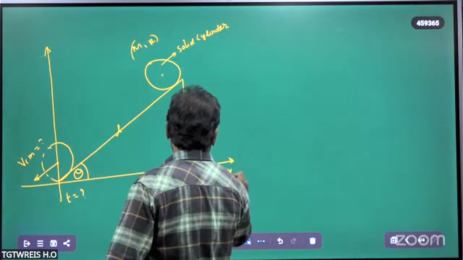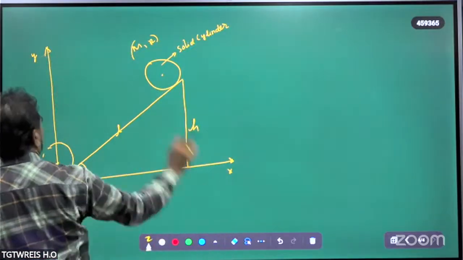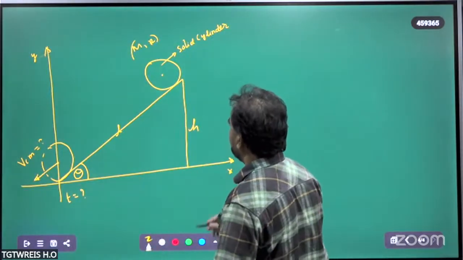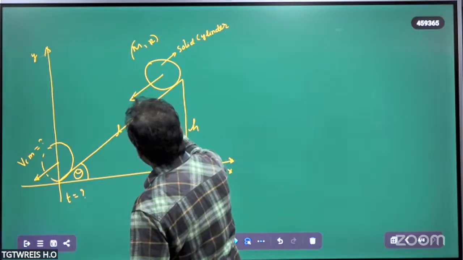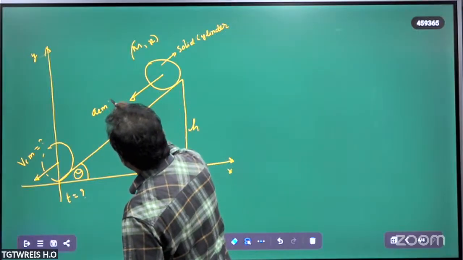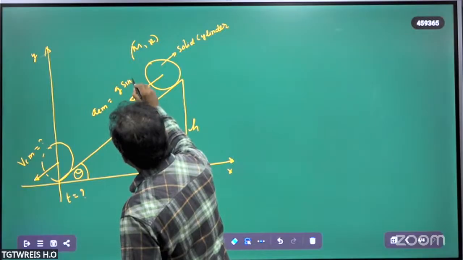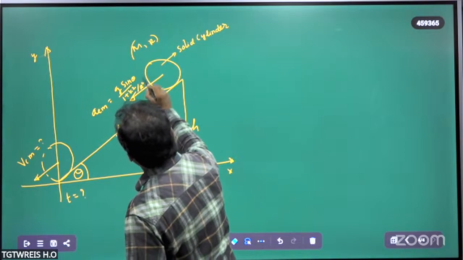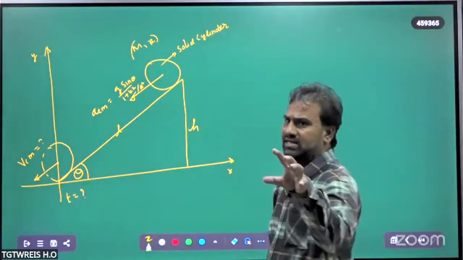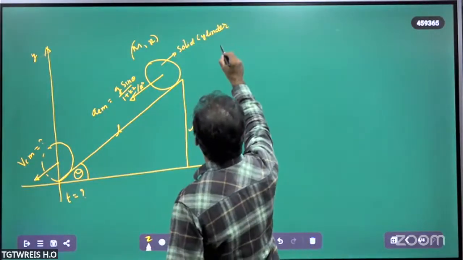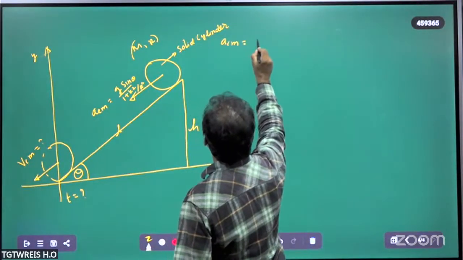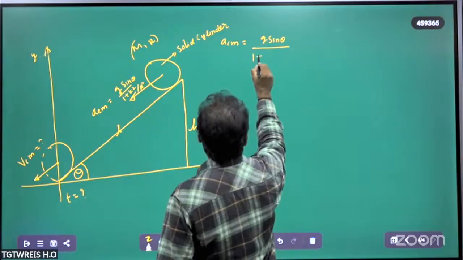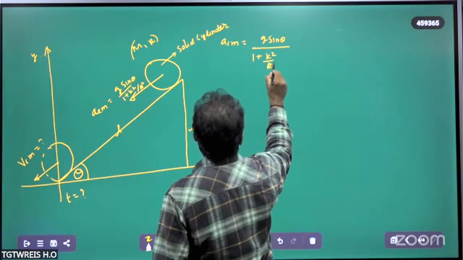Those two quantities we now have to calculate. When the body is coming in the downward direction, with what acceleration is it coming? It is a_cm. What is a_cm? a_cm is equal to g sin theta upon 1 plus k square upon r square, which is already known. In general, the acceleration of the body is given by a_cm equal to g sin theta upon 1 plus k square upon r square.